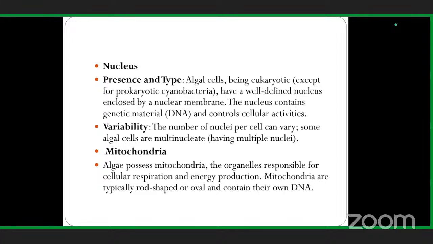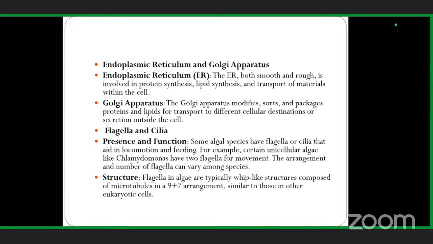Next is mitochondria. Mitochondria has its own DNA, and it is also the storehouse of energy, and it can produce the ATP. And typically it is rod-shaped and oval. Next is endoplasmic reticulum. This endoplasmic reticulum synthesizes lipid, synthesizes protein, and transports materials within the cell. And the Golgi apparatus, after the synthesis of protein and lipid take place, will pack it and transport it to different locations and destinations where it is needed.